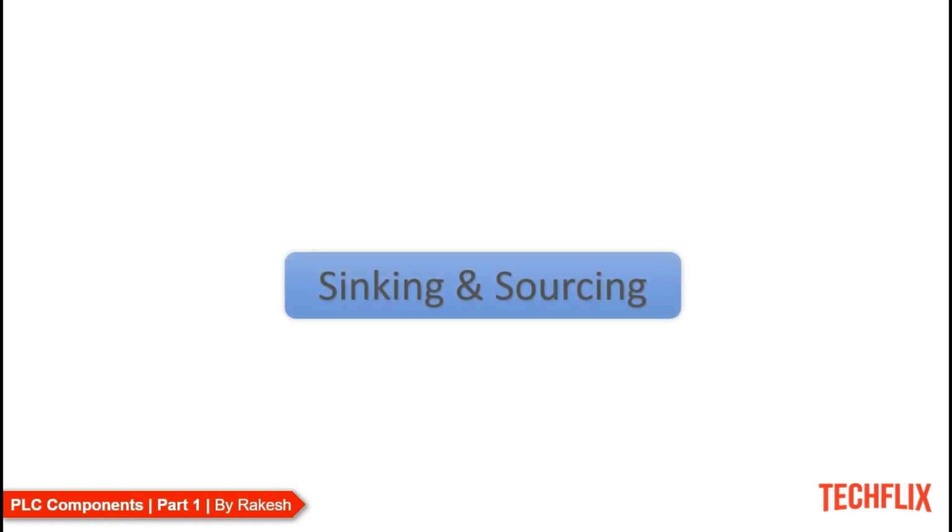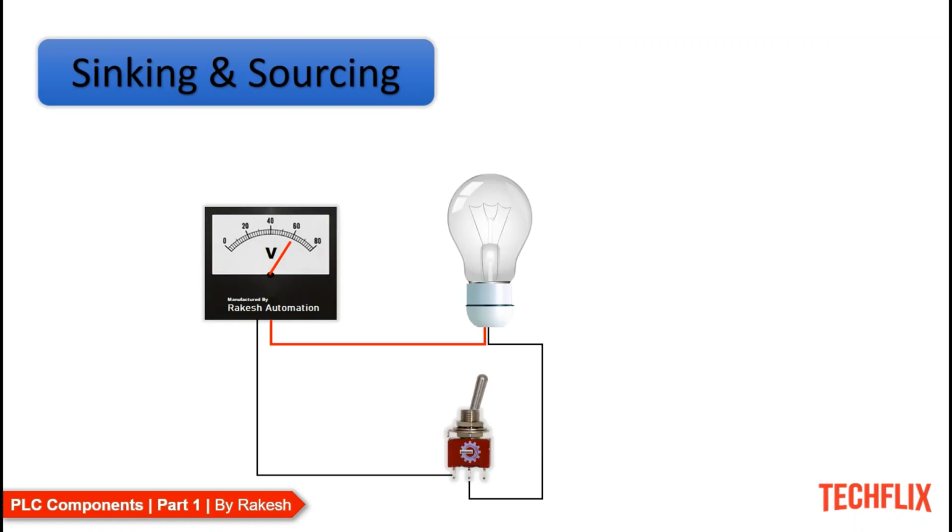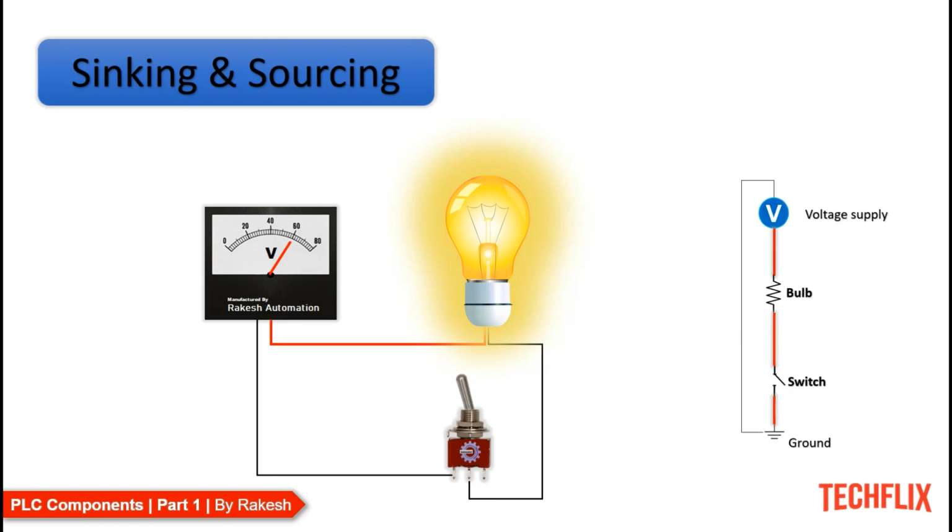As we are now clear with Ohm's law, let's discuss a very important concept in PLC, which is sinking and sourcing. You would observe here a very simple electrical circuit. The toggle switch controls the supply of the voltage to the bulb. So when we toggle, the bulb turns on and off. In this example, you must have observed the bulb is connected to the source before the switch. That is, the current flows from voltage supply to bulb, and then to the switch. The simple circuit diagram of this circuit is shown.